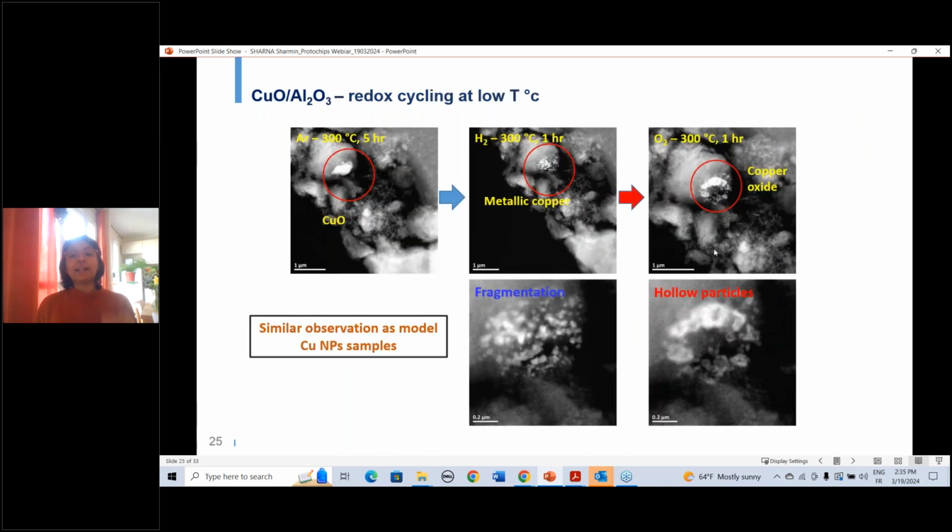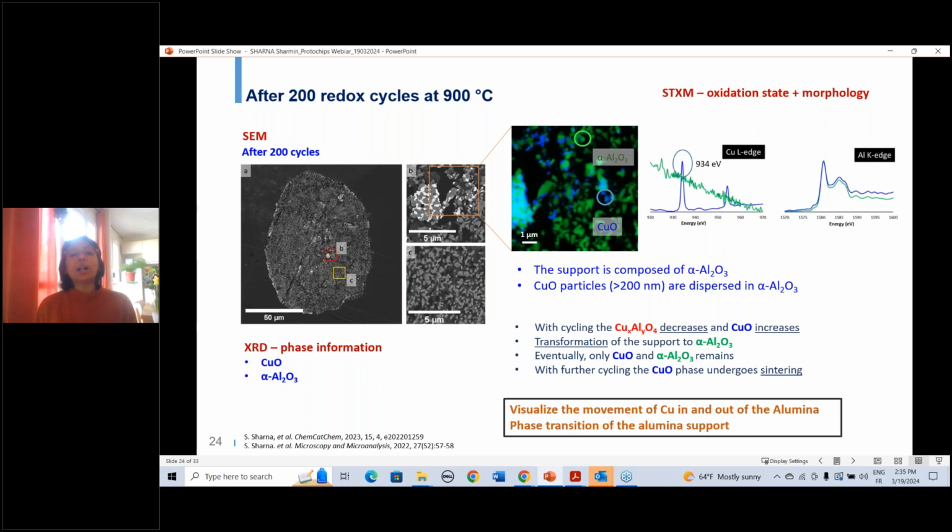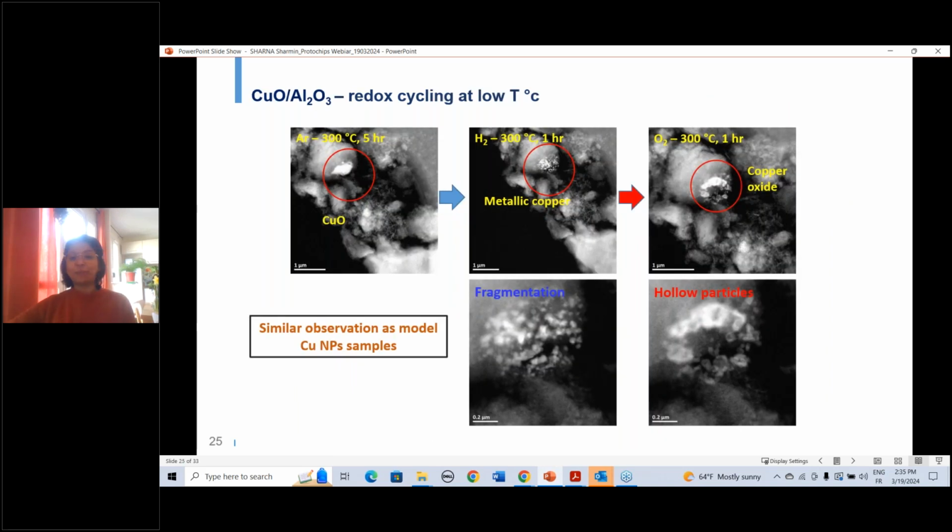With this objective in mind, we crushed the sample and put it in the microscope. At low temperature, when we carry out oxidation and reduction, we see at 300 degrees Celsius similar observations as we have for our model nanoparticles. So we have copper oxide that is undergoing fragmentation under hydrogen, and then formation of hollow particles at this temperature of copper oxide.